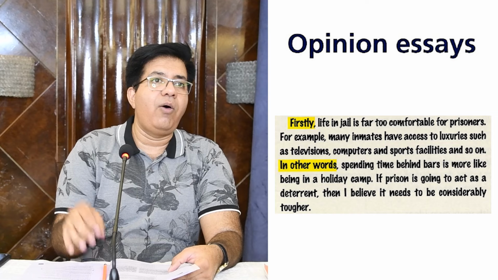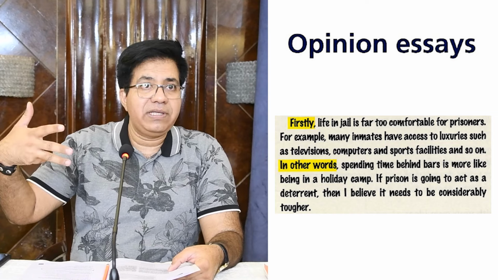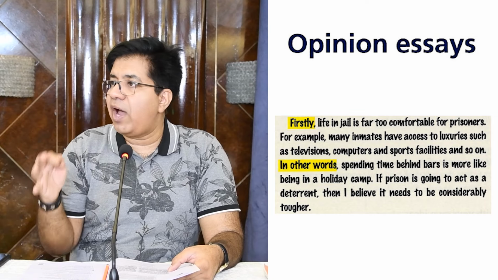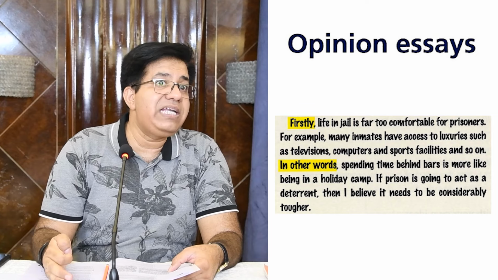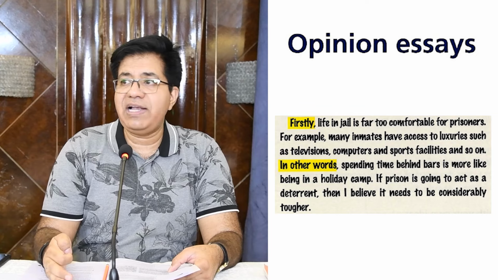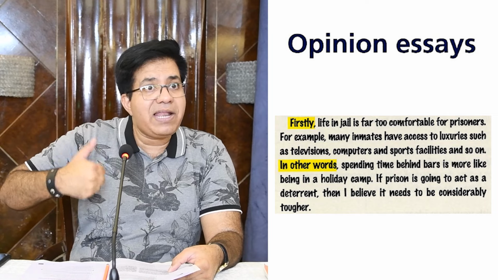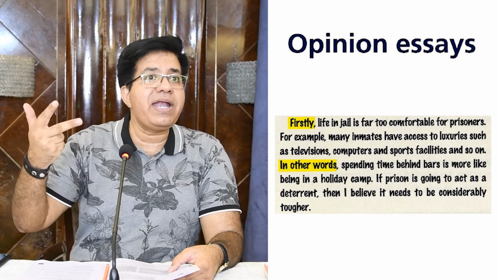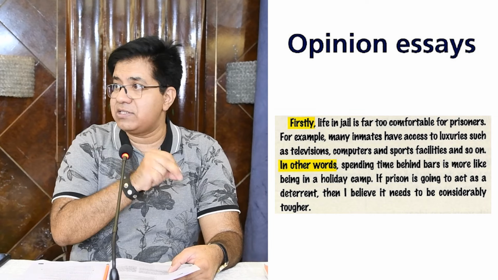For example, now, in order to support your argument, you need to give an example. Example will support your argument. And remember, in IELTS writing, in order to get band score 7, 8, or 9, you need well-developed ideas. Now, what is a well-developed idea? The idea is, life in jail is comfortable. Now, develop it. How to develop the idea? Give an example. Further elaborate that idea. So that is what we call well-developed ideas. They will get a good band score.